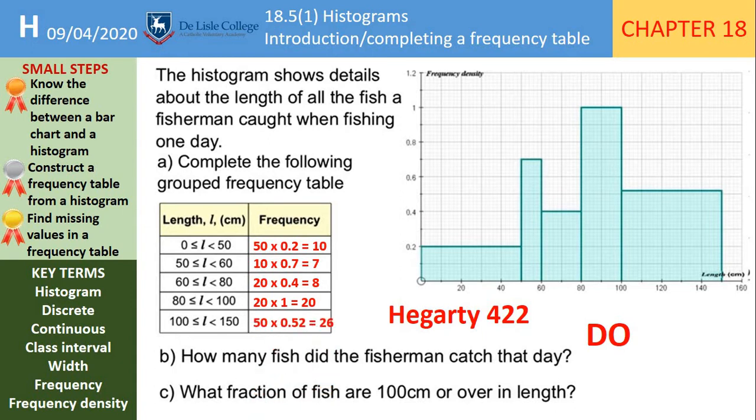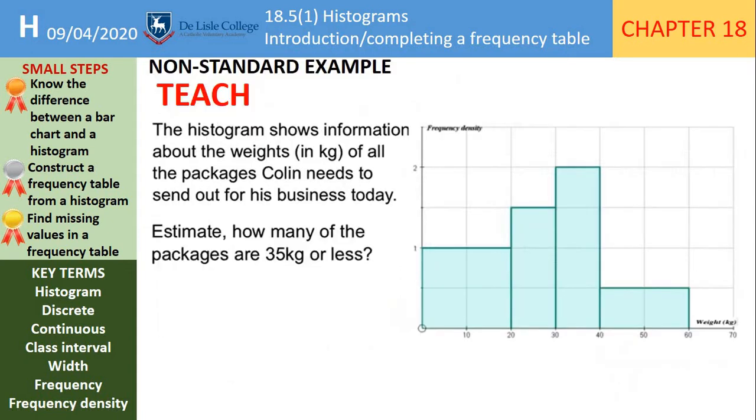How many fish did the fisherman catch that day? So hopefully you've added all of the frequencies together to give you 71. And then it wanted what fraction of fish are 100 centimetres or over. So this time it wanted the fraction of the last bar. So it wanted the 26 out of the 71. Now all of these questions we've done so far relate to Hegarty task 422.